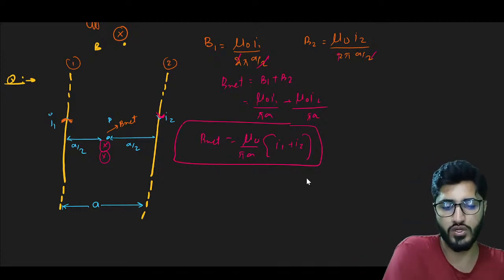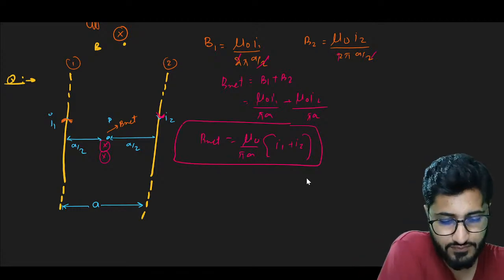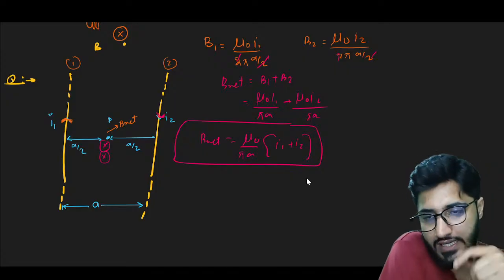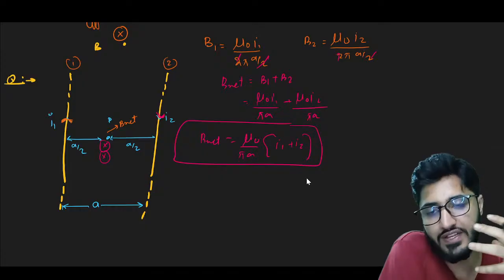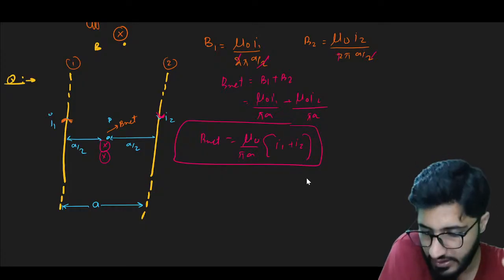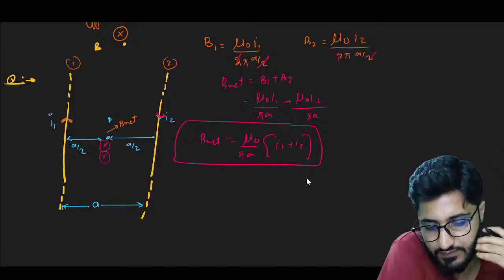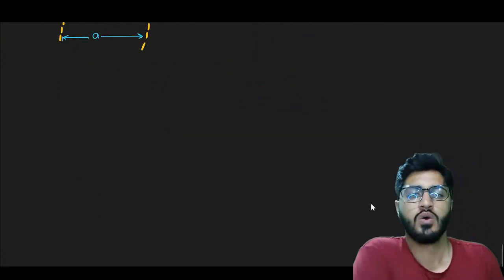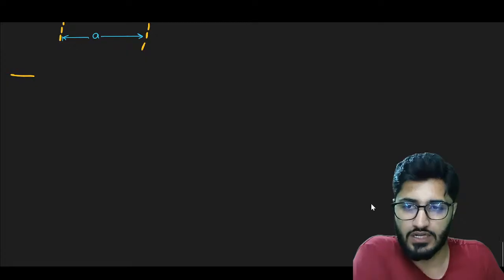This is how you need to do your numericals. Done. If this is done, you know that with each numerical we are increasing the toughness of numericals. If this is done, then I will do a tougher one. Okay, done now. One more numerical.